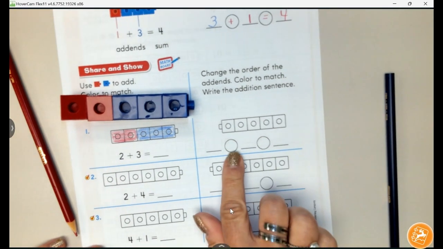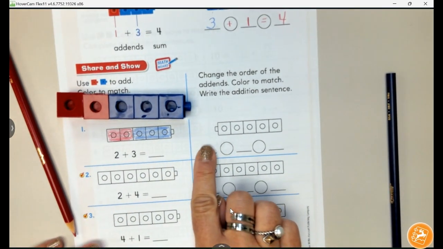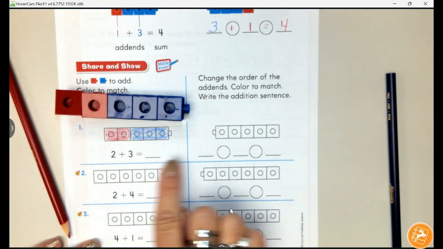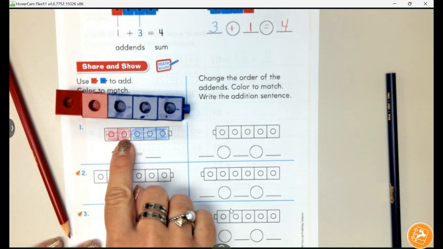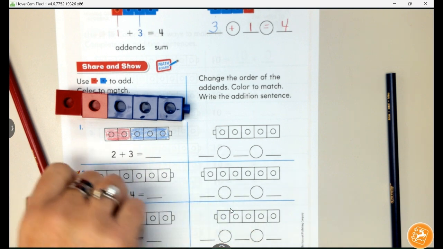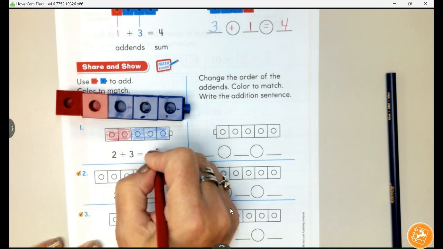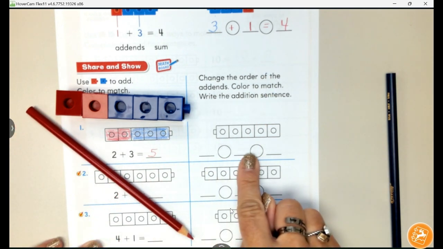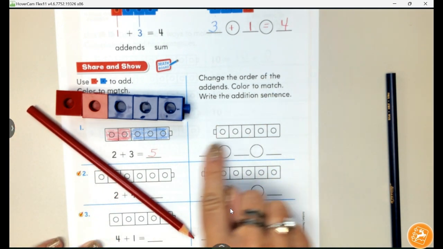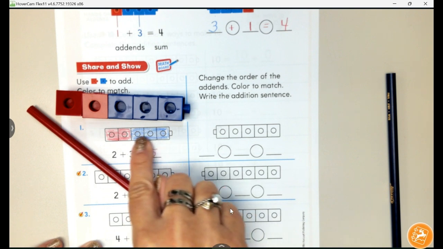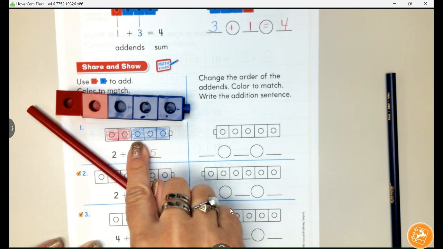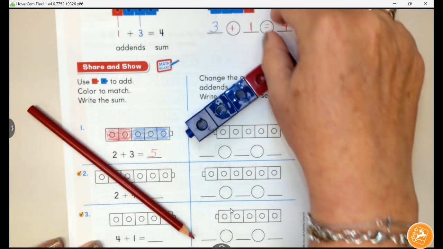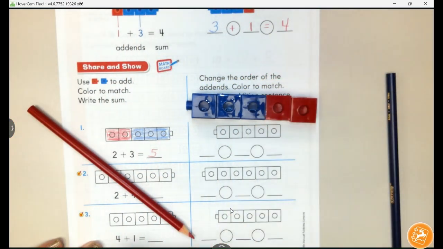Then on the other side, we're going to make a math sentence, an addition sentence that matches that. So we look here and we say 2 plus 3 equals, and we know that that's 5 when we count those together. Now we want to make a sentence that equals 5 on this side, but we want it to look different than this one does. So what are we going to do? We're going to take our cube train and we're going to spin it around and make it look different.